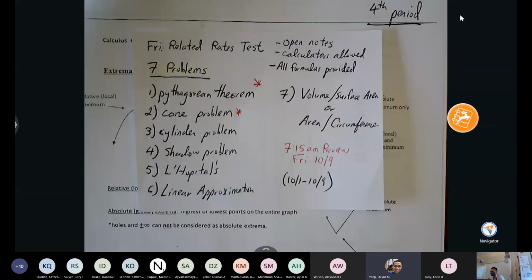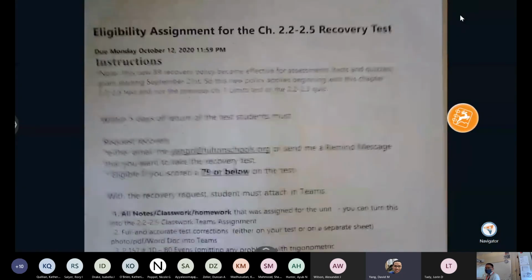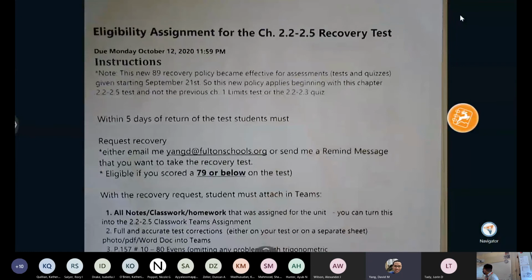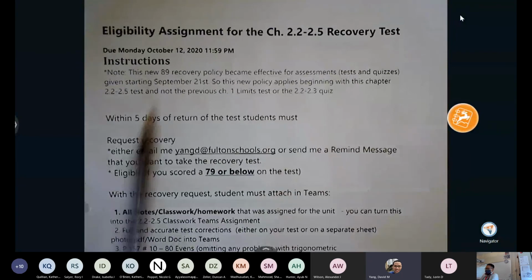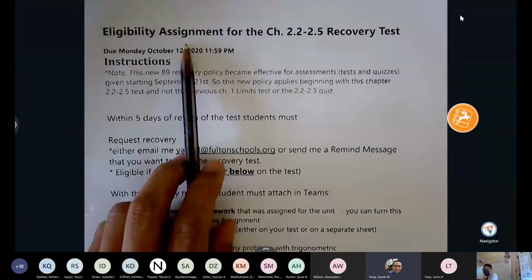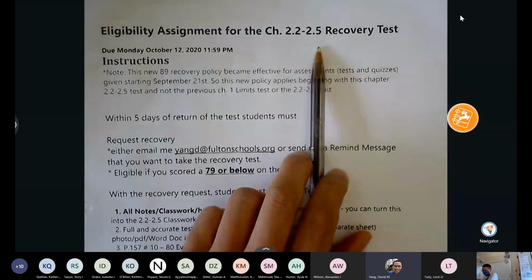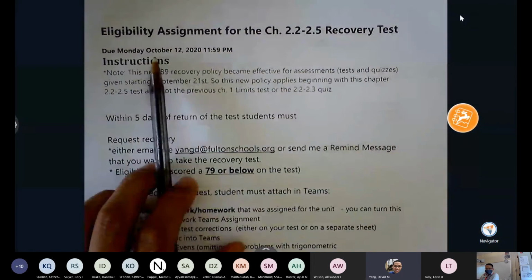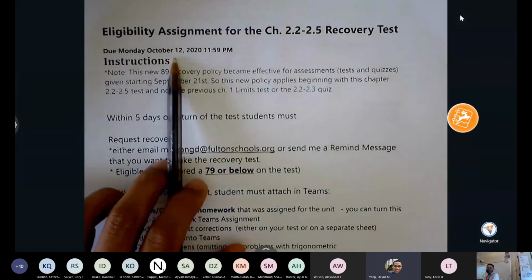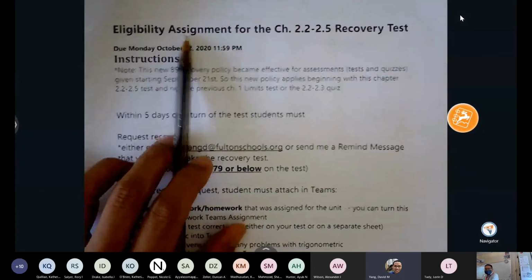One thing I want to go over is the new recovery policy. I put in Teams this eligibility assignment for this test that you just took, the 2.2, 2.5 recovery test. Let me go through. This is going to be due on Monday the 12th.